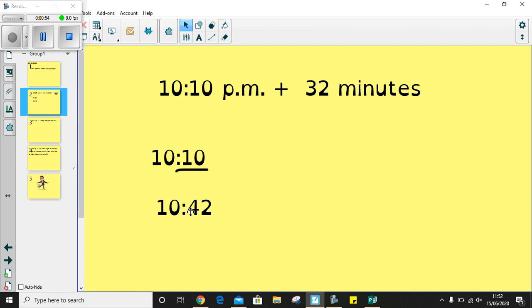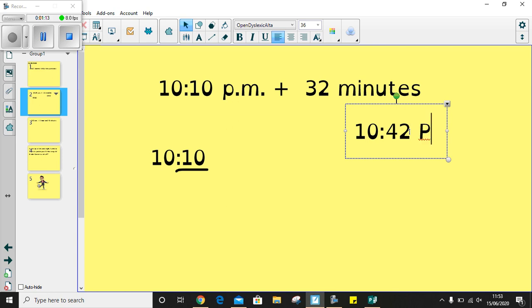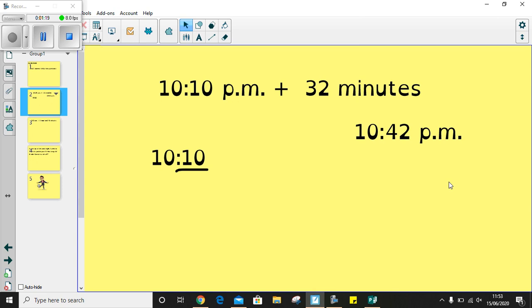So I can see there that I've made 10:42 from adding 32 minutes on to 10 minutes past 10. Now I know that it's not gone into the next hour because I haven't gone over 60 minutes. So I know that my answer is 10:42. Make sure that I've got my bit that's going to tell me what, 10:42 p.m.